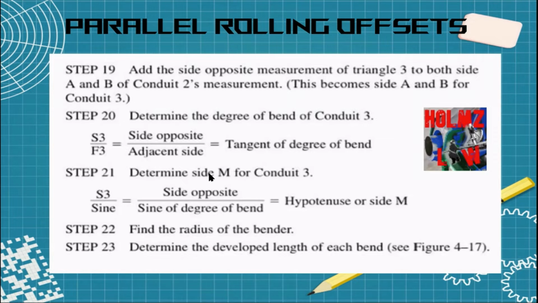Now you're coming up to step 22, which is where you're going to start to lay out your conduits to start getting them bent. Now, find the radius of your bender. This is all things that you should already have done in videos 1, 2, and 3.